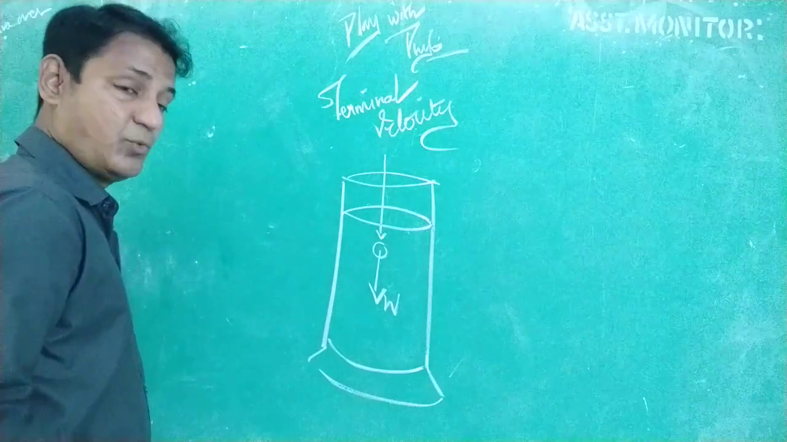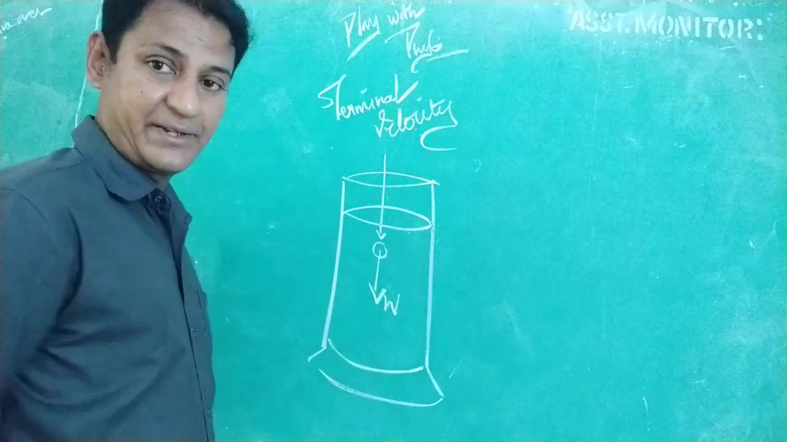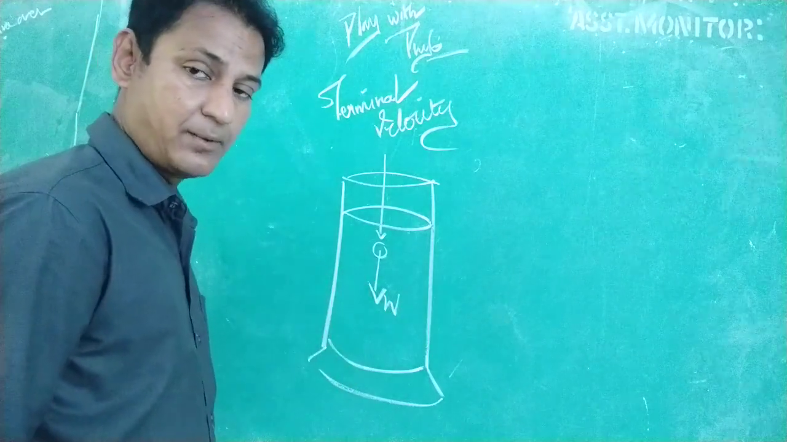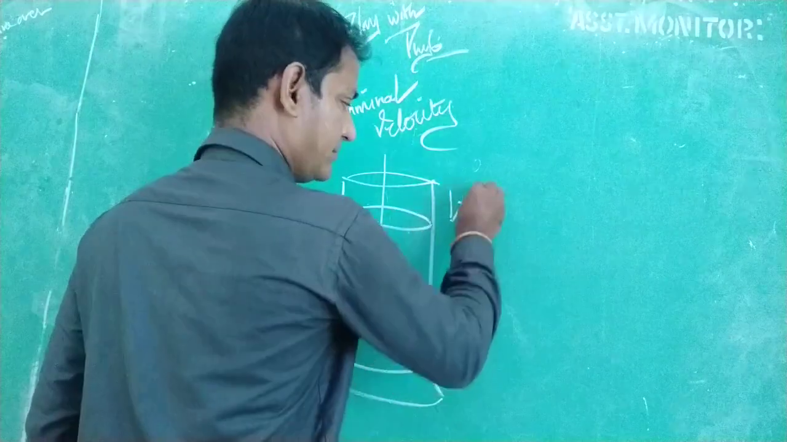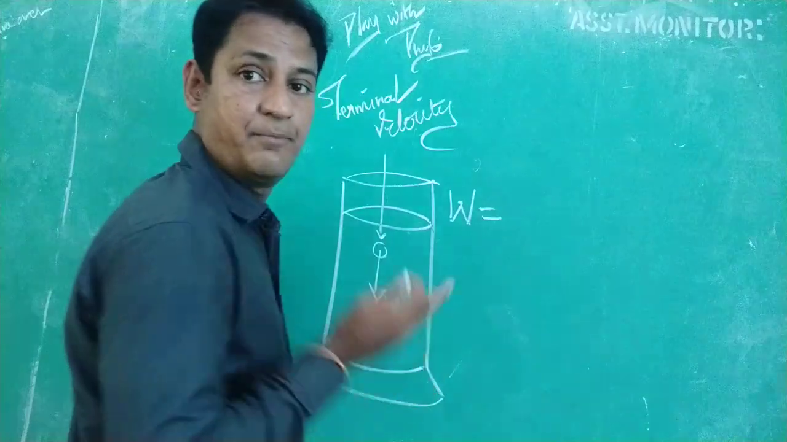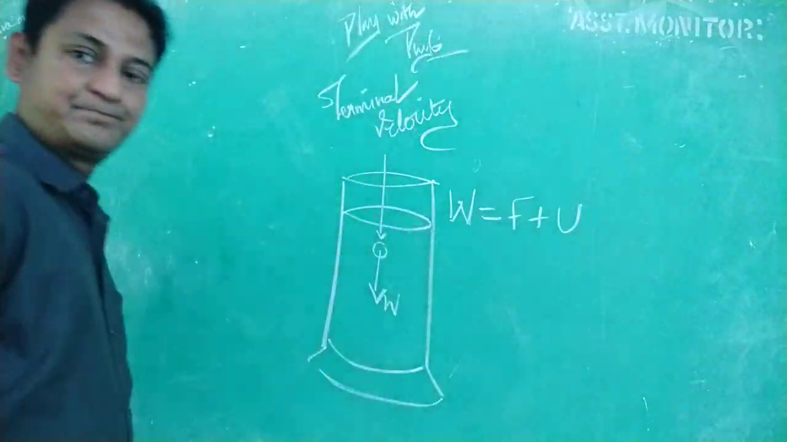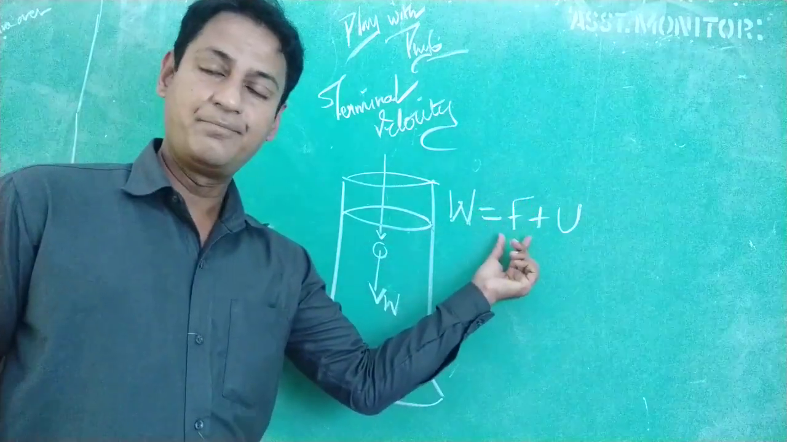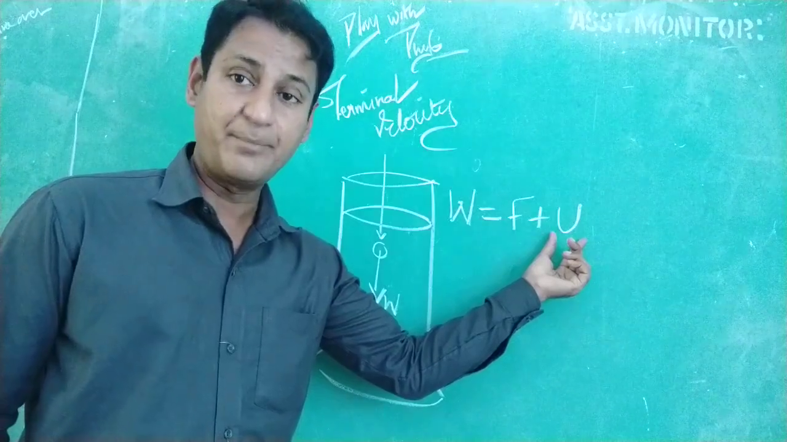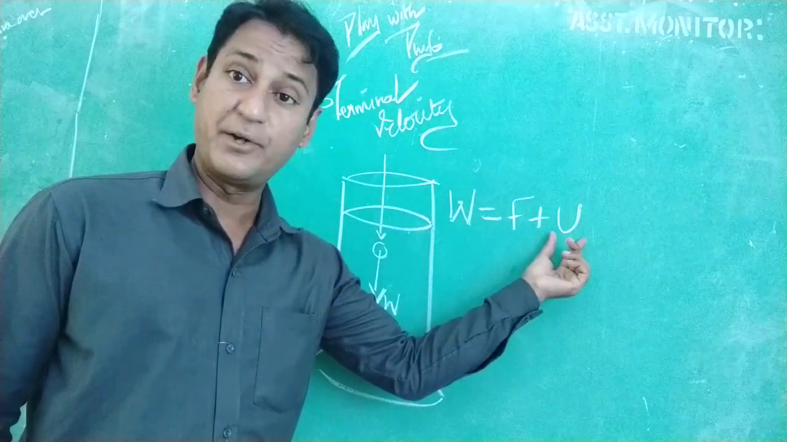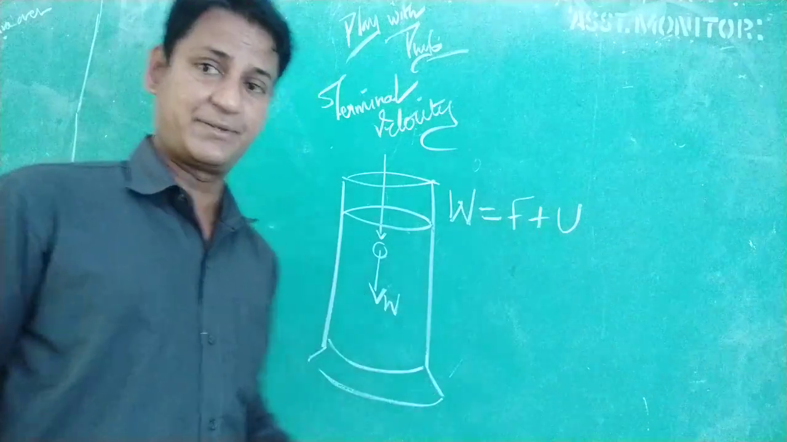Now, what are the two forces acting opposite to the direction of the weight of the spherical metal ball? So, I'm going to use a mnemonic. W is equal to F plus U, and this F is called the viscous force and U is called upthrust, or upward force due to buoyancy. Okay, how can we understand these two forces?